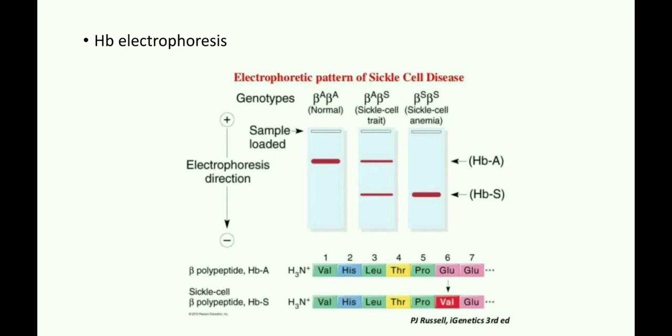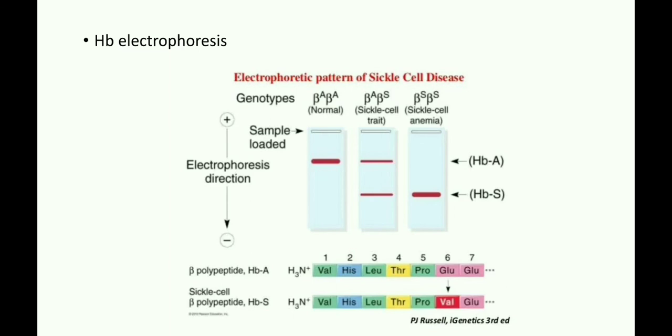HbS is slow moving as compared to HbA. So you can see that in a patient with sickle cell trait, you can see two lines, in which the line which is below is HbS because it is slow moving, and HbA is fast moving towards the anode.